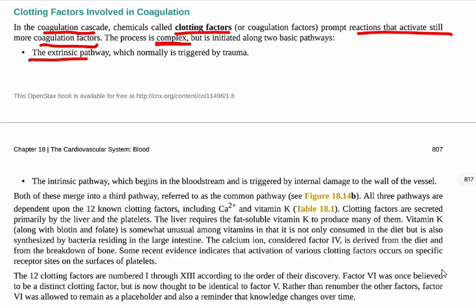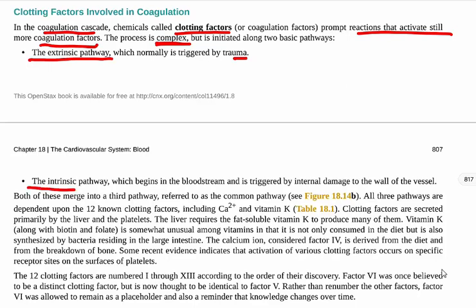So one, there's the extrinsic pathway, which is normally triggered by trauma. So this is extrinsic, meaning triggered by trauma to extravascular cells. So cells that are outside of the vascular, meaning the vessels. So this would be the tissue, like a cut to the tissue outside of the vessels.